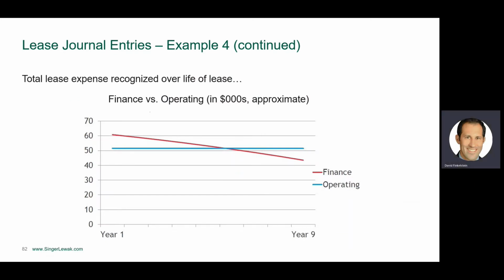If we look at how the actual expense is recognized over time for the life of a lease between a finance and operating lease, you'll see that for a financing lease, we'll have a higher expense in the beginning of the term, and will slowly decrease to have a lower expense towards the end of the lease term. As for an operating lease, you should see a relatively straight across the board expense period over period.